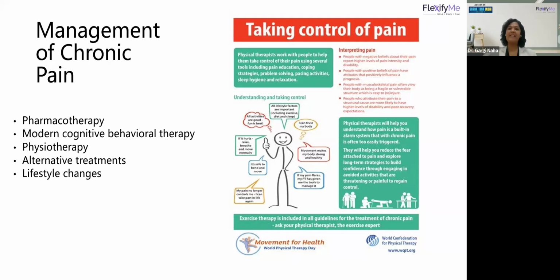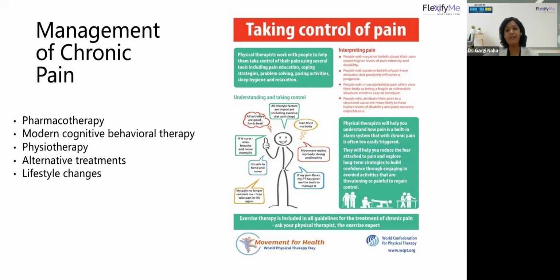Right. So let's see how you can manage chronic pain. Chronic pain can be managed in various ways, right? You can take medicines, that is pharmacotherapy. You can go for modern cognitive behavioral therapy to understand and perceive things more positively, going for counseling and many other things. You can go with your physiotherapy.